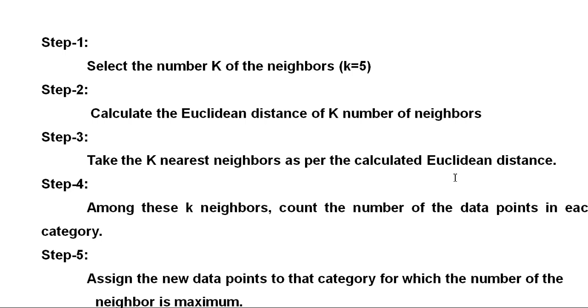If out of 5, 3 of them belong to the green class and they are nearer to the new data point, it will be assigned as a green one. So assign the new data point to the category for which the number of neighbors is maximum.